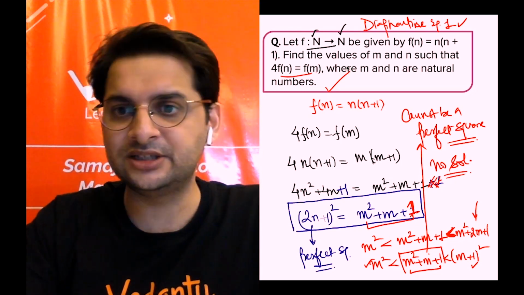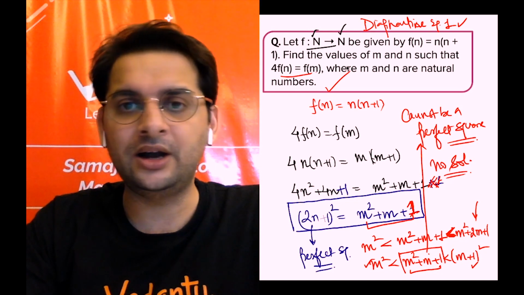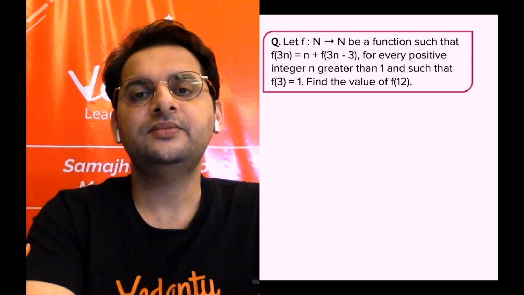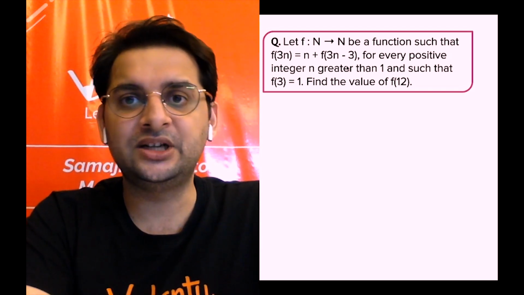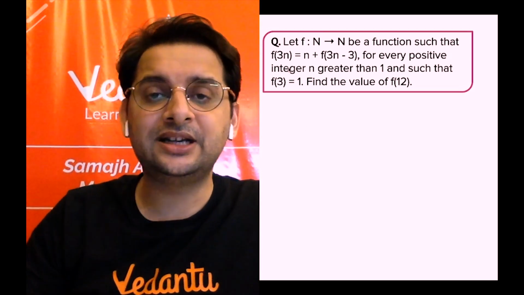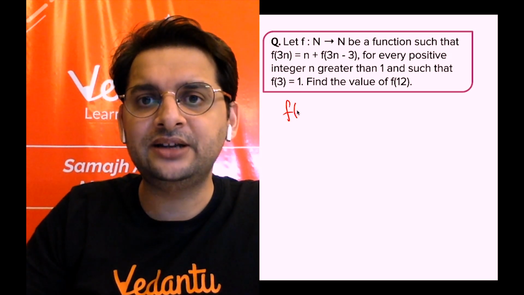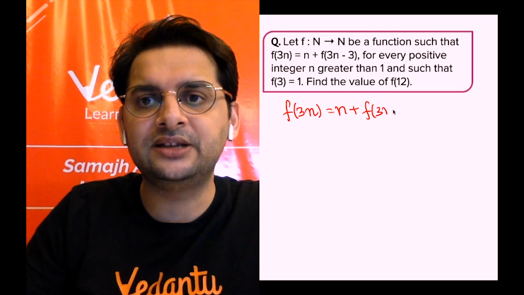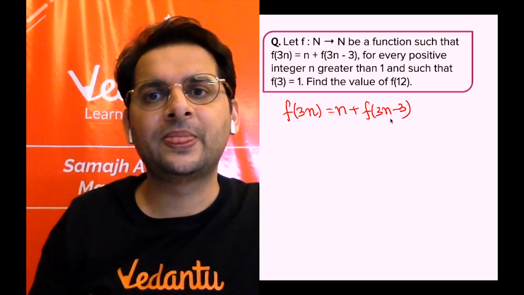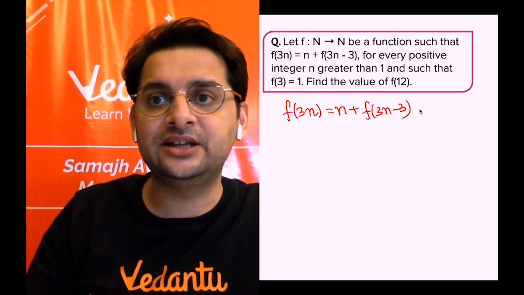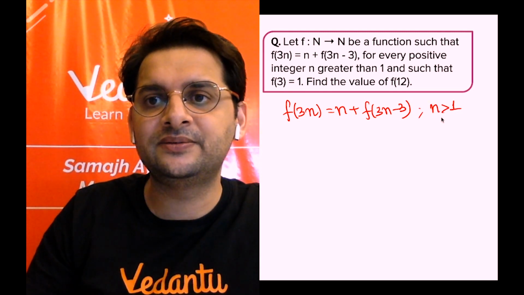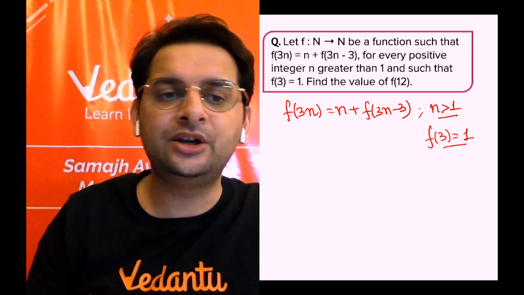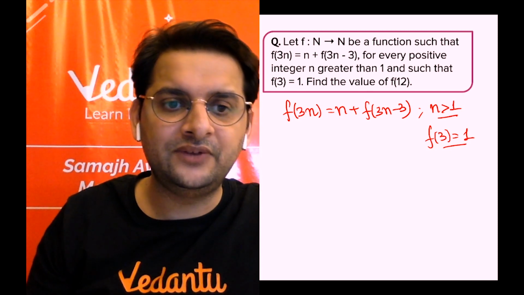I hope you all got the solution and you are ready to face the second question, which is this. Now, f is a function from the set of natural numbers to the set of natural numbers, such that f of 3n, let me write this again, f of 3n is n plus f of 3n minus 3 for every positive integer n greater than 1. So n is greater than 1 here. Also, it is given that f of 3 is 1. And we need to find f of 12.